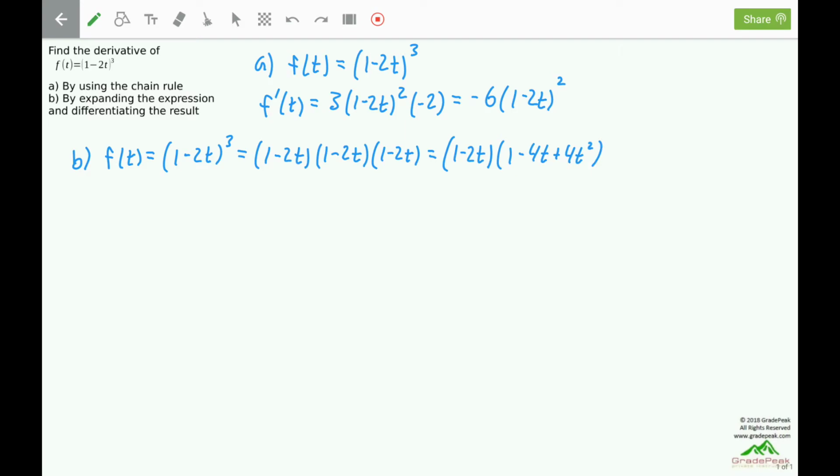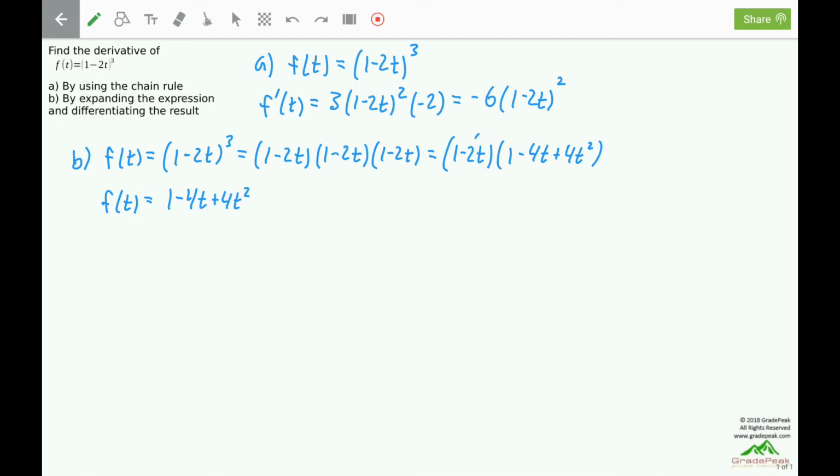And now we can FOIL out this, which is 2 terms, 1 minus 2t, multiplying 3 terms, 1 minus 4t plus 4t squared. It's going to give us a total of 6 terms. We're going to start with the 1 FOILing into each of those 3. So f of t will be 1 times 1, which is 1, 1 times negative 4t, which is negative 4t, and 1 times 4t squared, which is 4t squared.